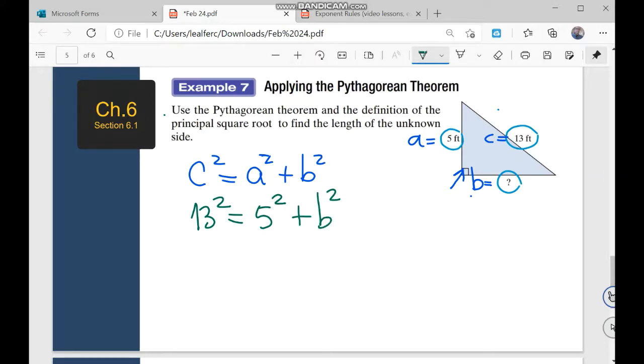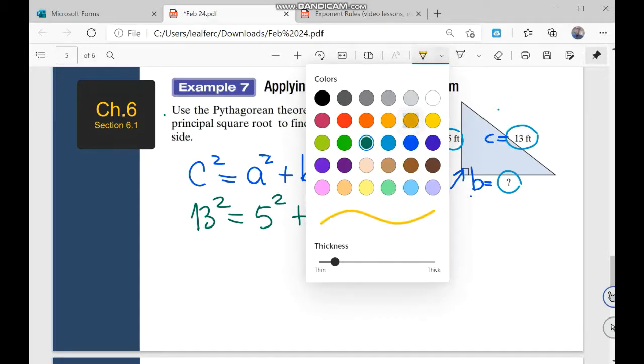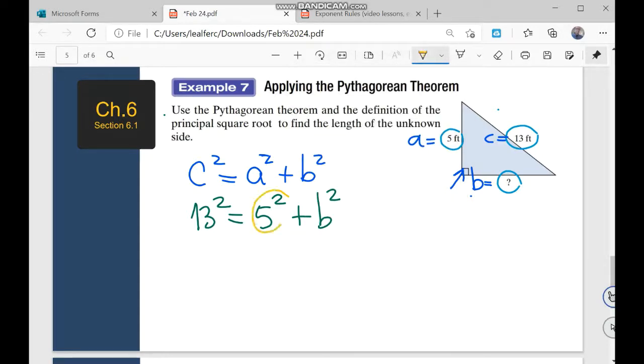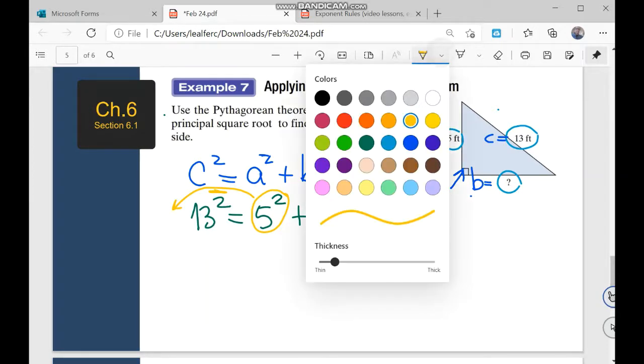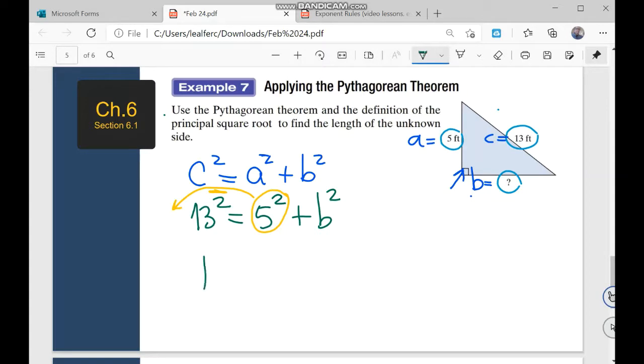Now we can move this and keep only B on one side of the equation. So move it to the other side. This will move with a negative sign, right? We can rewrite as B squared equals 13 squared, which is 169, minus 5 squared, which is 25.